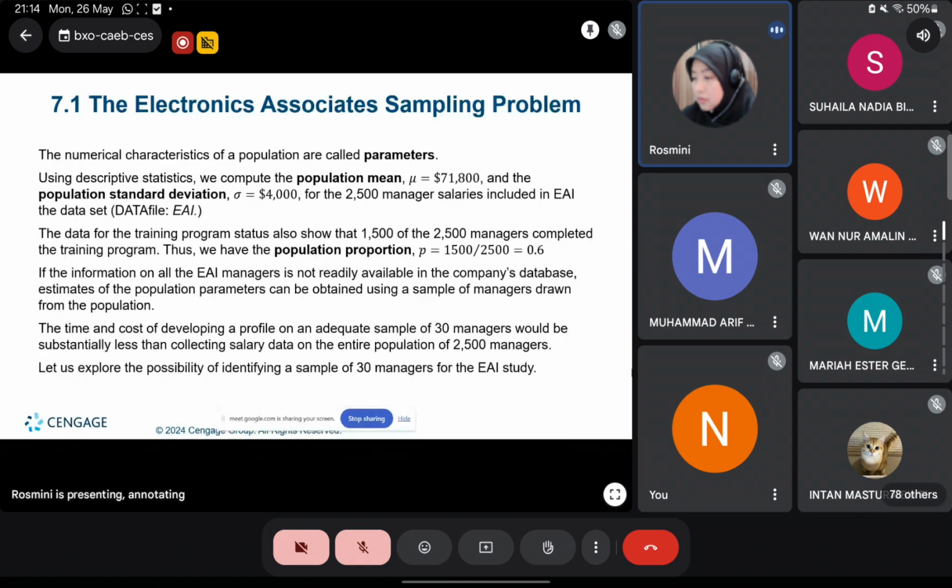So we know that the population mean is mu, and we call the mean for a sample x bar. So the symbol is x bar for the sample mean, and mu for the population mean. Next, we have sigma for the standard deviation of the population, and s for the sample standard deviation. They are still the same thing: mu is population, x bar is sample, sigma is the population standard deviation, and s is the sample standard deviation.